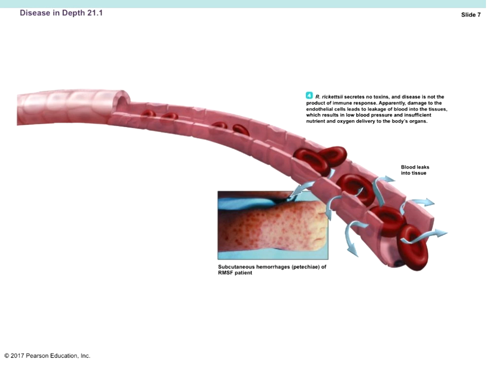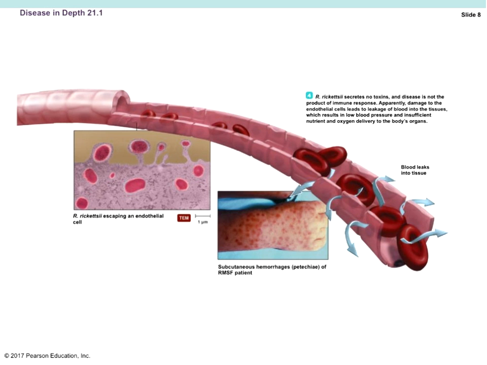In about half of patients, the rash develops into subcutaneous hemorrhaging, and in severe cases, the respiratory and central nervous system and even the gastrointestinal system start to fail. In that case, even with treatment, a good 5% of patients can die.